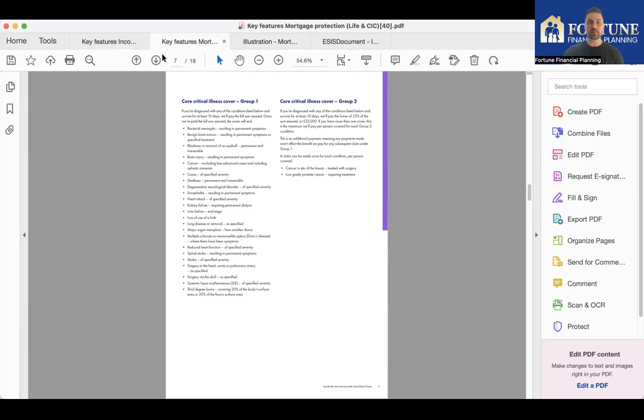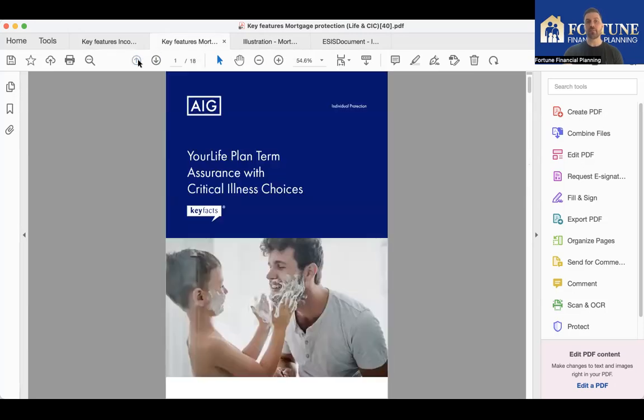Now, the last two elements of the policy that we're going to come to, and again, we don't need to go through the document and the booklet with the client, is going to be claims. Now, it's important to know that if they do need to make a claim, they can go to AIG direct themselves, and they can do it through three ways that the information is in the booklet. It can be via phone, it can be via email, it can be in writing.